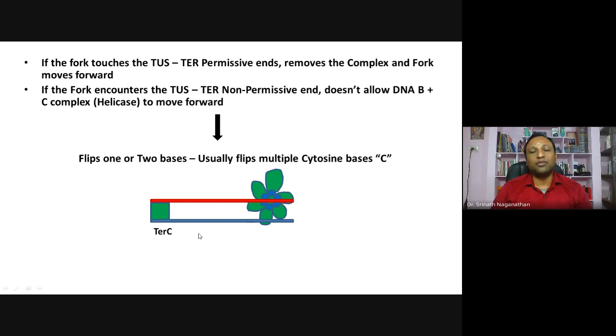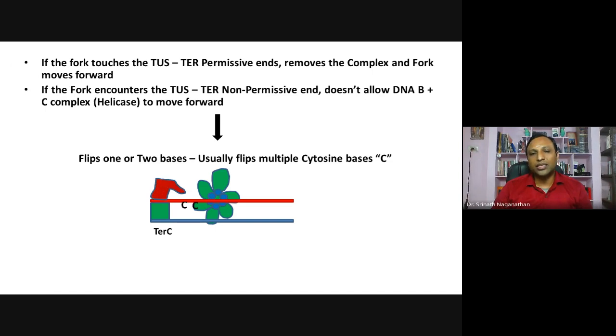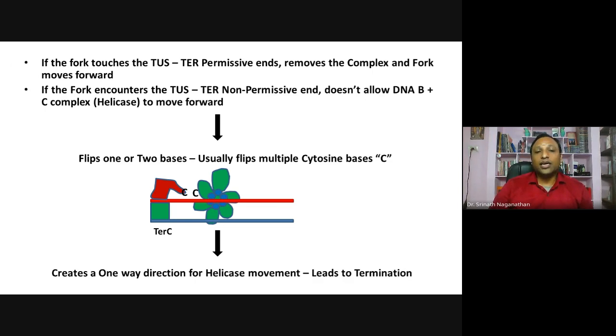We have already seen in our previous slide that it has the non-permissive end at this particular moment. When the helicase comes near this region, it flips the cytosine nearby towards the top region. Since the cytosine is flipped to the upper part, the DNA helicase cannot move forward, and this creates a one-way direction for the helicase movement, leading to the termination.